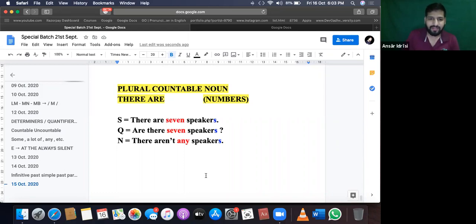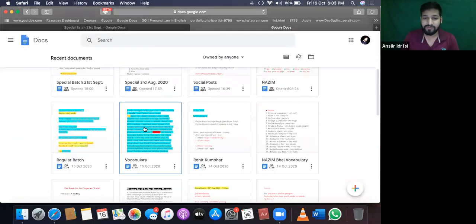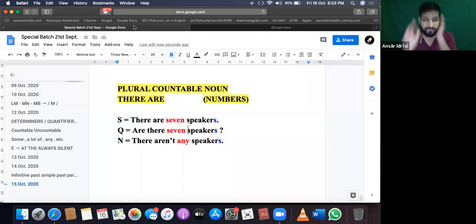So here we go, sentences with numbers. There are 7 speakers. Are there 7 speakers? There aren't any speakers. There are 9 bananas. Are there 9 bananas? There aren't any bananas. There are 5 pillows. Are there 5 pillows? There aren't any pillows. There are billion screens. Are there billion screens? There aren't any screens. There are million people. Are there million people? There aren't any people.